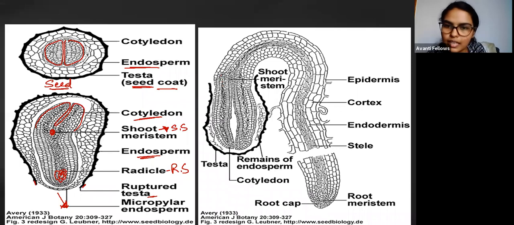Now look at this diagram. So this is testa, that is the broken seed coat, and this is the remains of the endosperm. मतलब endosperm पूरा utilize हो गया है, अभी germination start हो गई है, ठीक है? तो ये भी थोड़ा कुछ जो बचा है, that will also be used up. And these are the cotyledons. Now you can see the very prominent cotyledons here.